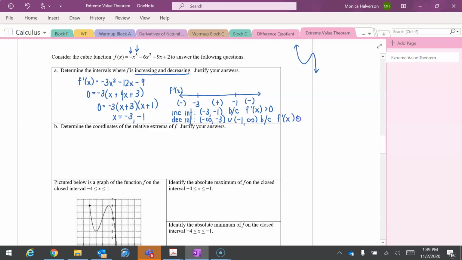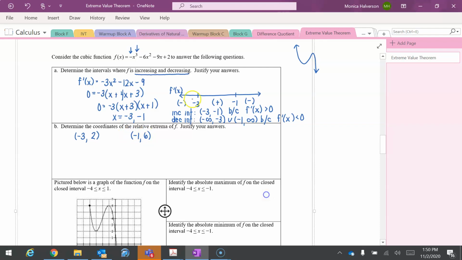All right. So the next question asks, determine the coordinates of the relative extrema. So we already found the relative extrema to be at negative 3 and negative 1. All right, so we need to determine the coordinates. So when we plug in negative 3 to the original function, we get 2. And when we plug in negative 1, we get 6.